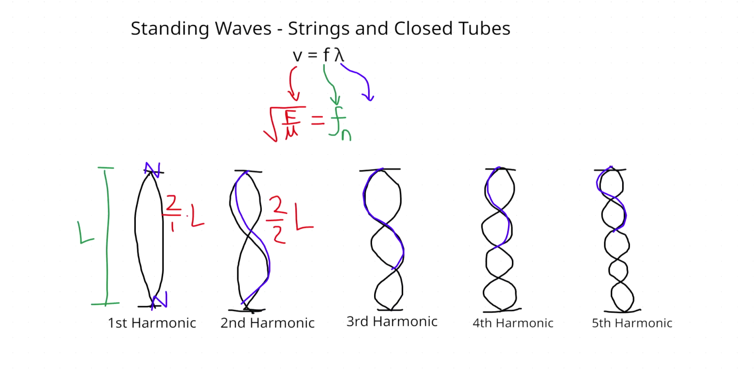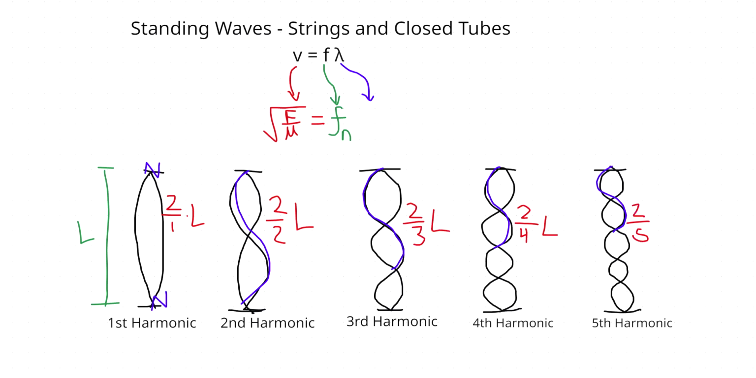What about the third harmonic? Well, our wavelength is now 2/3 of the length of the string, right? 2 of these antinodes out of the 3 that are present. So 2/3 the length of the string. And then the 4th harmonic is 2/4, or half the length of the string. And the 5th harmonic, we have 2 out of 1, 2, 3, 4, 5. So 2/5 the length of the string.